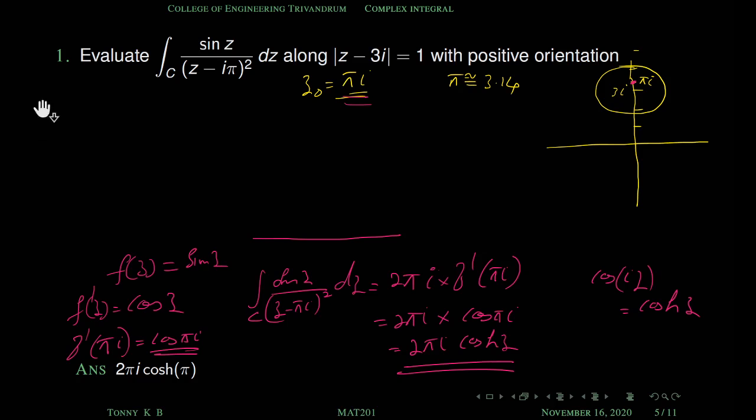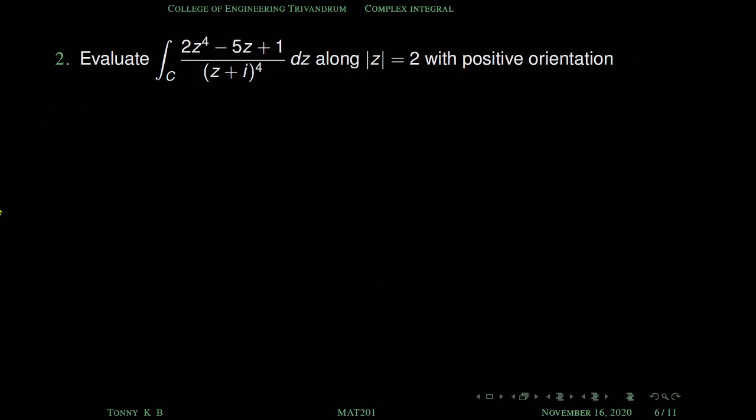Then the next problem. Evaluate the integral over C of 2z raised to 4 minus 5z plus 1 by (z plus i) raised to 4 dz along mod z equal to 2 with the positive orientation. So mod z equal to 2 means this is 1, this is 2, so this is mod z equal to 2. Okay, and our point is z equal to i.